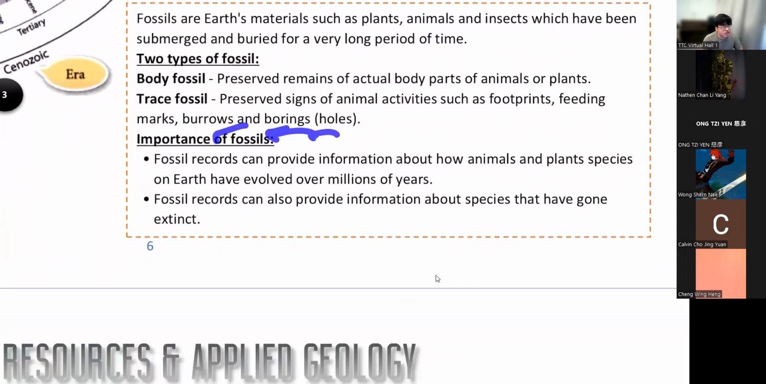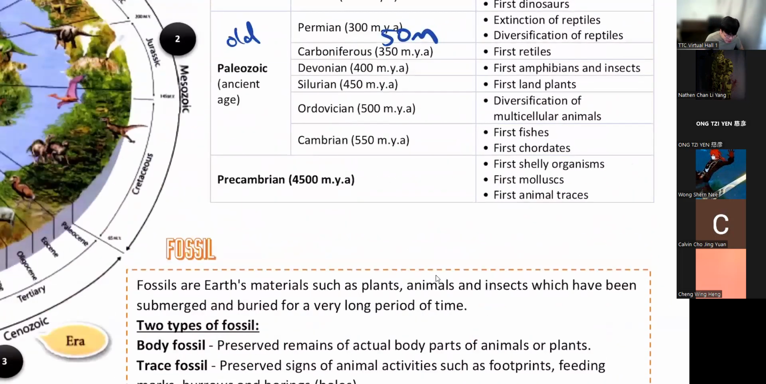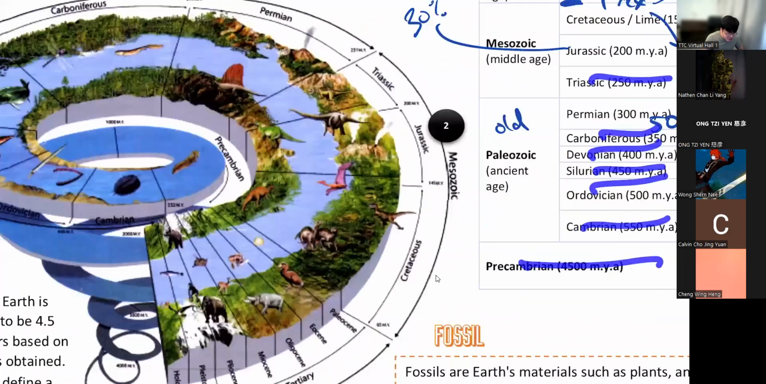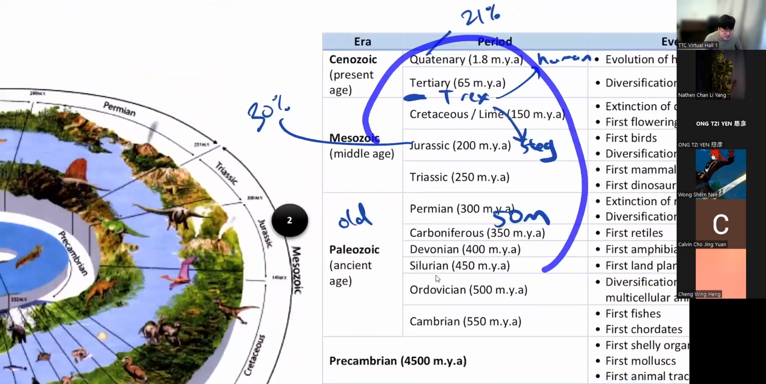So what is fossil for? You might say, sir, how do they know all these things? Very easy. They just look at the layers. They just look at the fossils, right? And this thing is like a puzzle. They have to piece everything together.